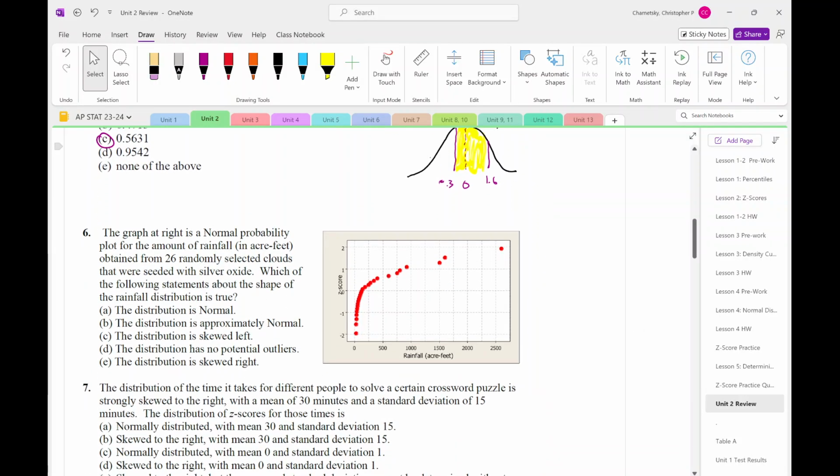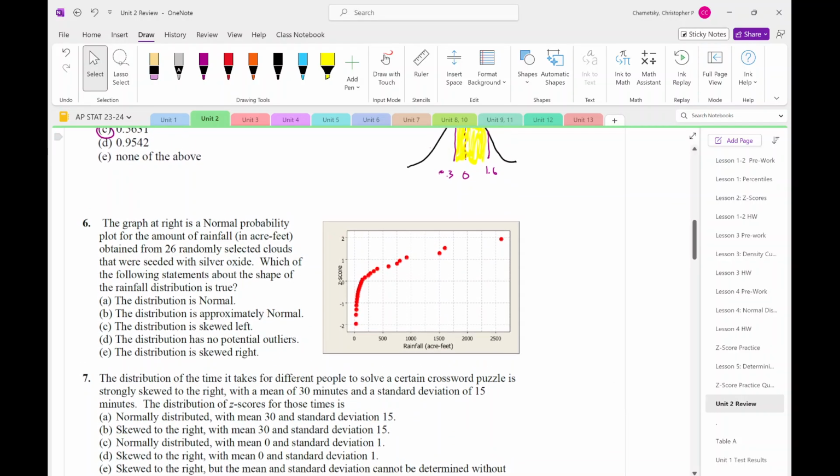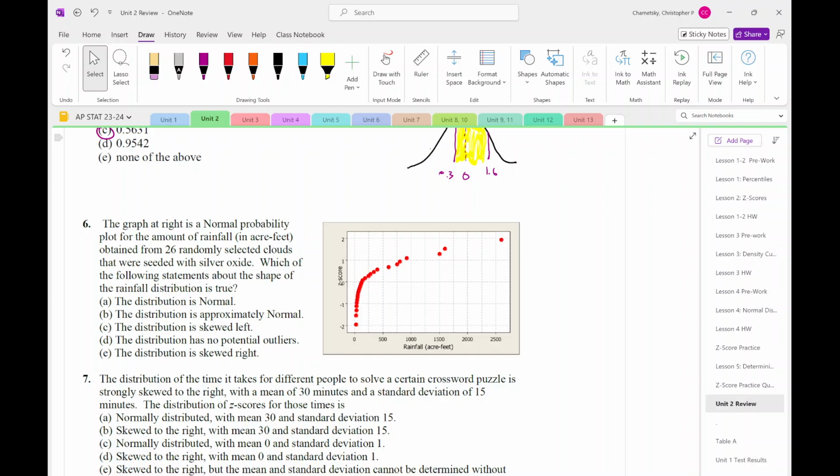Okay. Number 6. The graph at the right is a norm probability plot for the amount of rainfall obtained from 26 randomly selected clouds. Which of the following statements about the shape of the rainfall distribution is true? It is not approximately normal. If it was normal, we would expect our normal probability plot to be a straight line. It is not. Okay, so it's not normal. It's not approximately normal.